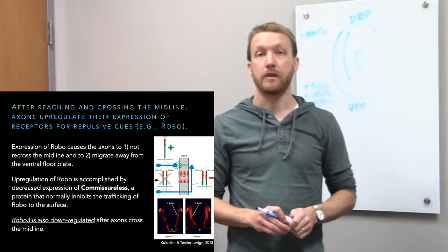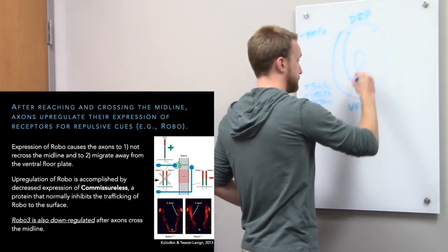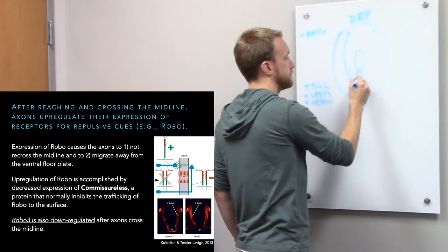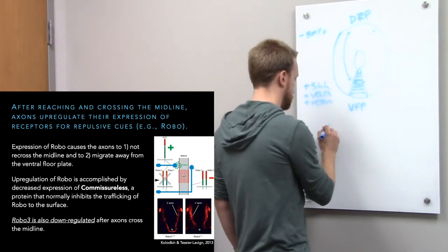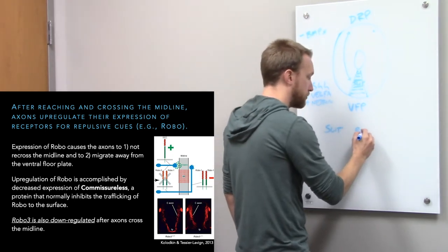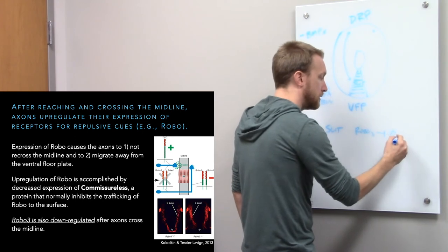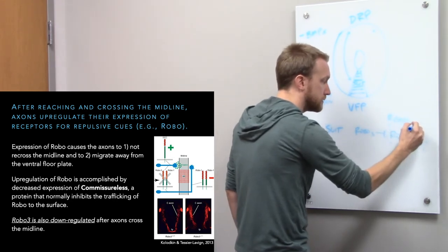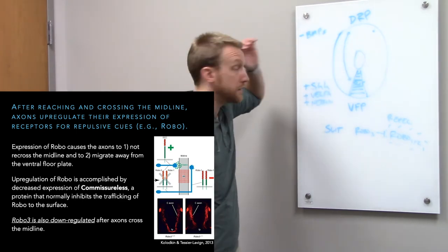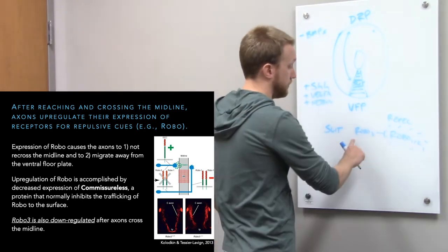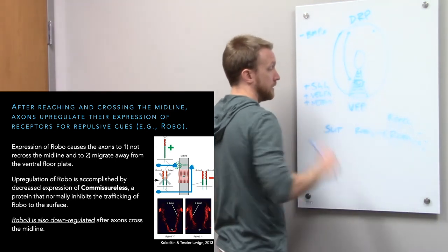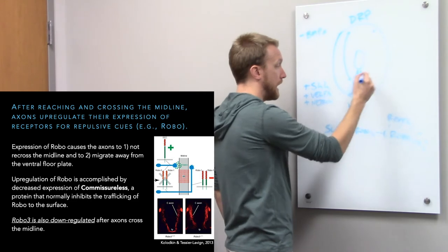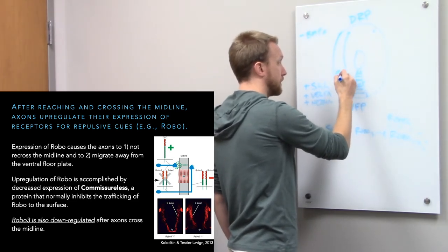So, down here in the midline, here we're going to have slit. High levels of slit expression. Remember, we've got a couple different types of receptors. We've got Robo 3, which is going to cancel out Robo 1 and 2, and these repel axons. Now, these early axons that are growing down, they first have expression of Robo 3 to cancel out the inhibitory effects of slit. That's going to allow them to enter the midline. So we have Robo 3 when we enter. I'm just going to write R3 here.